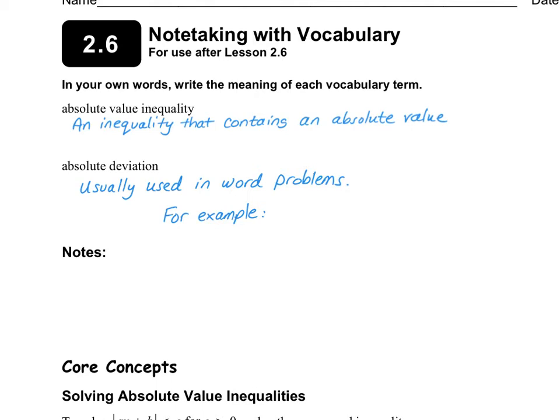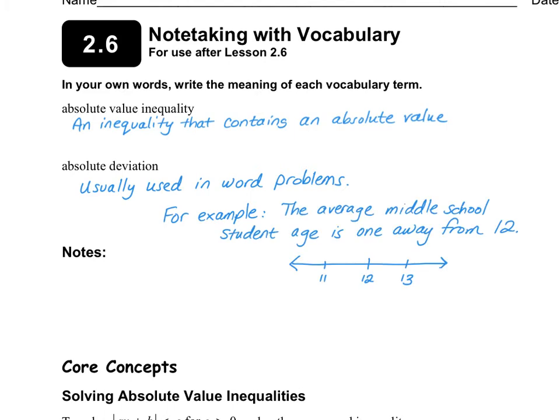For example, if I were to say that the average middle school student age is 1 away from 12, then on a number line, I would say that it is between 11 and 13, and I'm going to include 11 and 13. Notice that that is 1 away from 12 this way and 1 away from 12 this way. So our equation would be the absolute value of the age minus 12 is less than or equal to how far away it is from 12. So that would be 1.